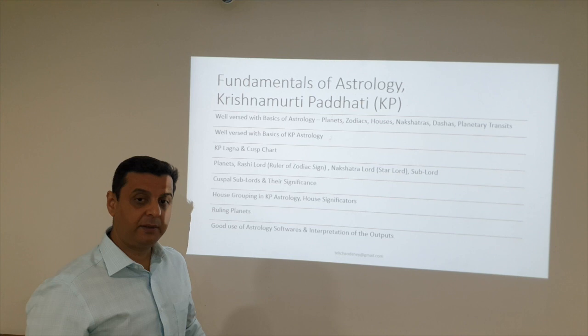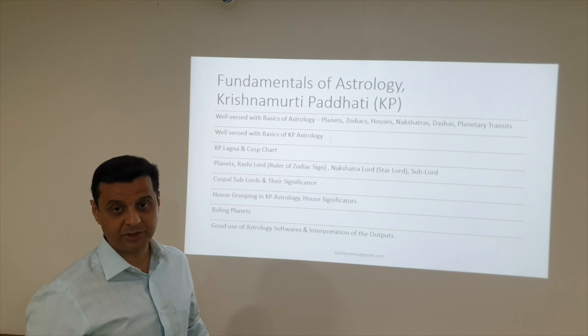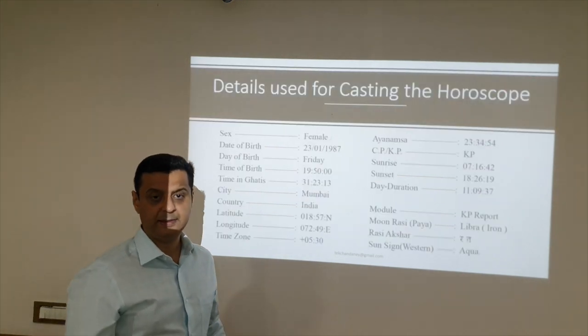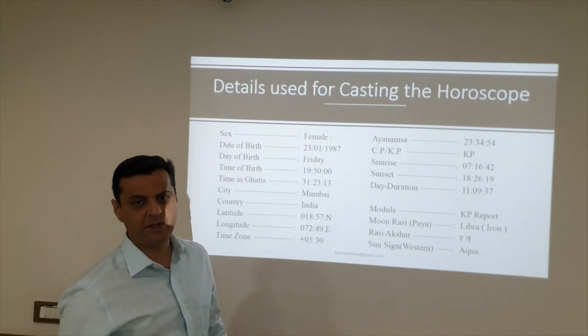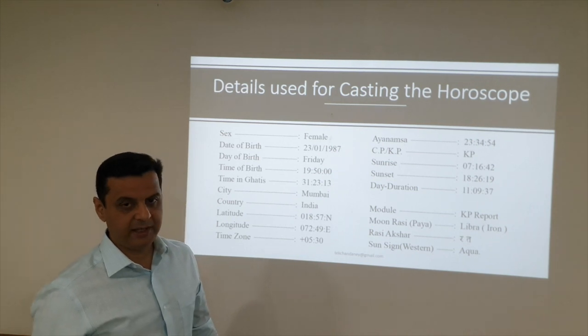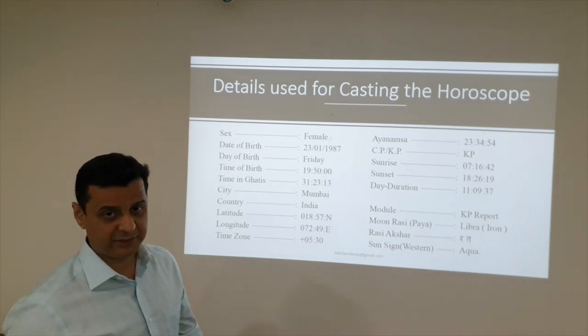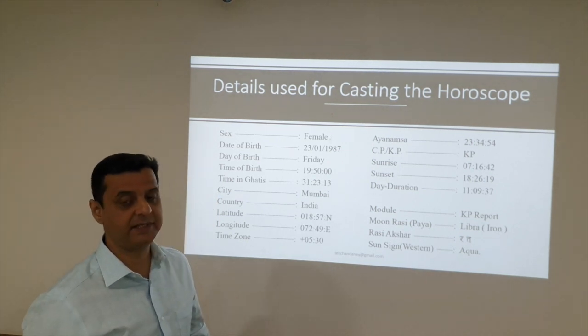Above all, to make an accurate prediction, you need to be either very good at calculations yourself, or you should know how to use a good astrology software, and there are many of them available. So the first thing is that we need to cast a horoscope, and to cast any horoscope, what is the information that we need? So we need the date of birth, the place of birth, and the exact time of birth. These are three important pieces of information that we need.